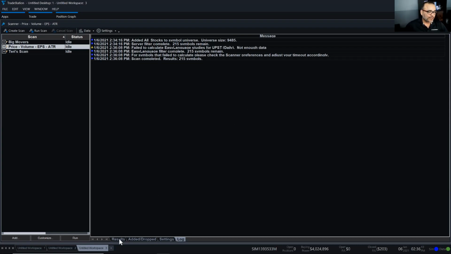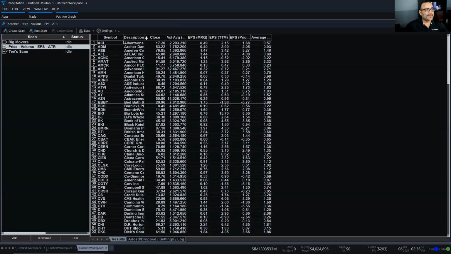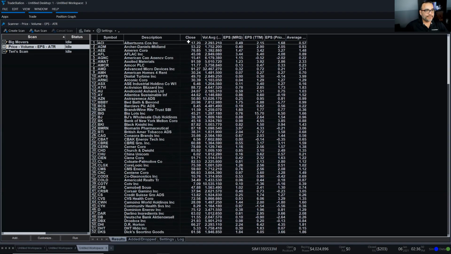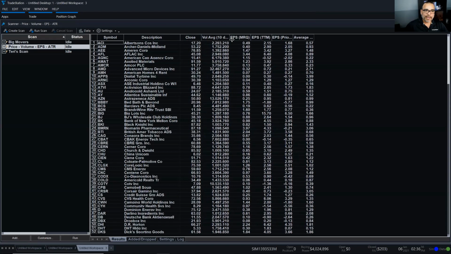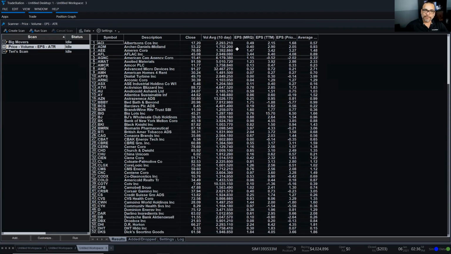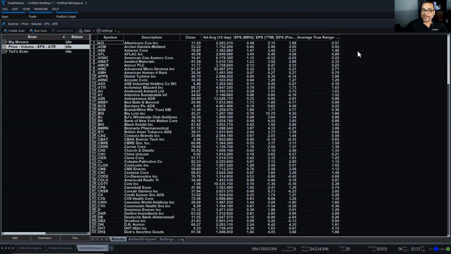But if I go to the results, I see all the different filters that I applied. I see the description. I see the closing price. You can see that these are stocks between 5 and 100. You see the volume average. All of them are above a million. You have earnings information. And you have the average true range right here at the end. So the nice thing is that every filter that you apply to the scan shows up as a column, and you see the value of that column.